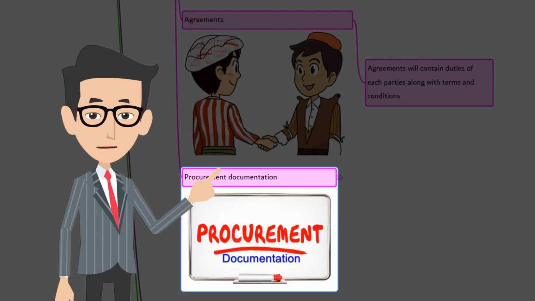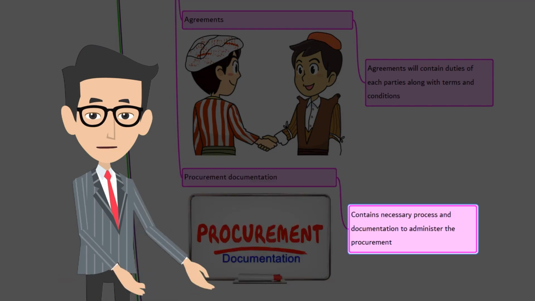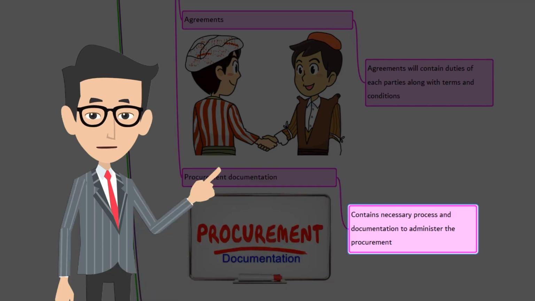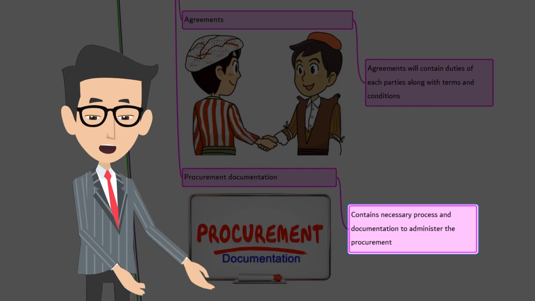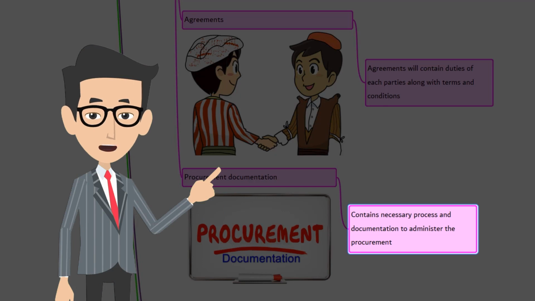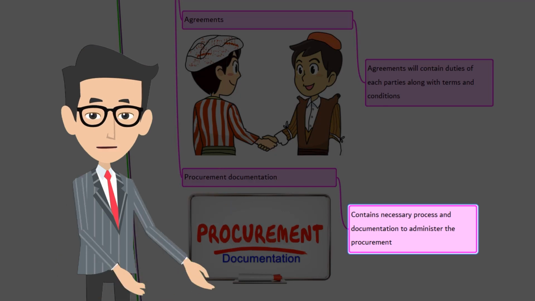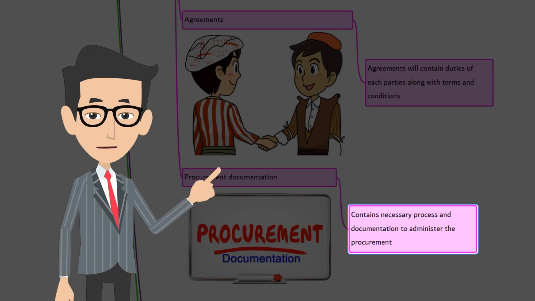The fourth input is procurement documentation. During control procurement, you basically administer the procurement process. Procurement documents contain all the supporting records for the administration. This includes statement of work, payment information, contract work performance information, any plan, drawing, and other communication-related documents.